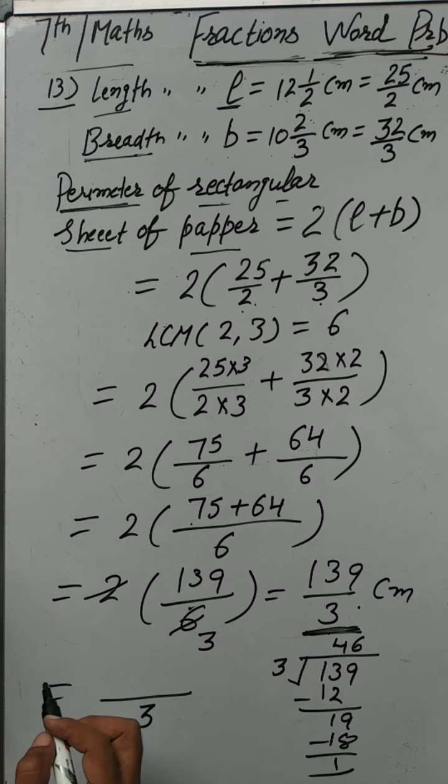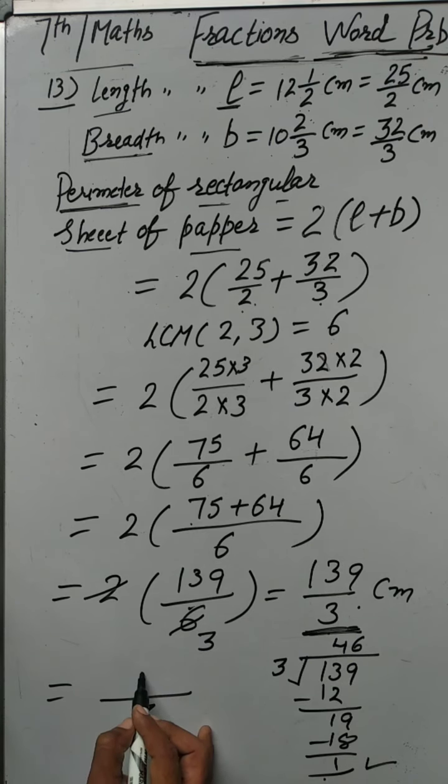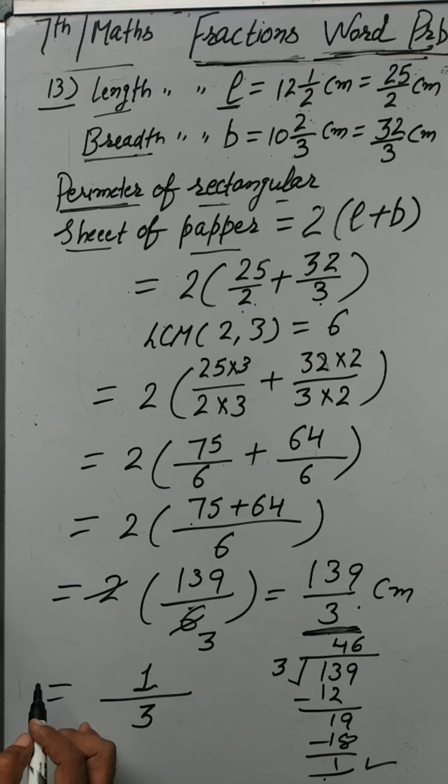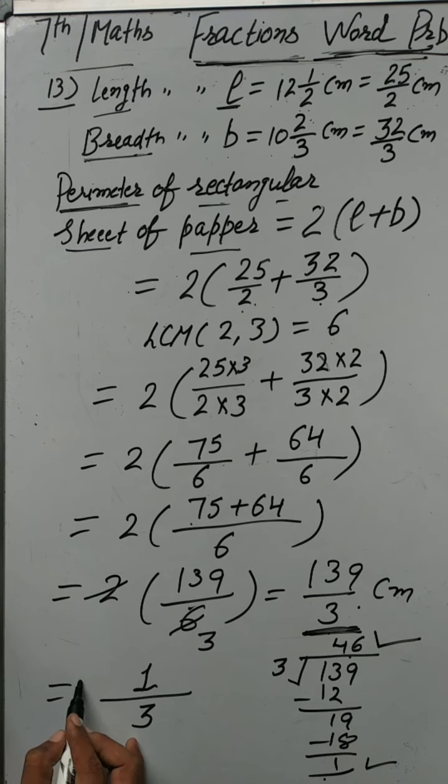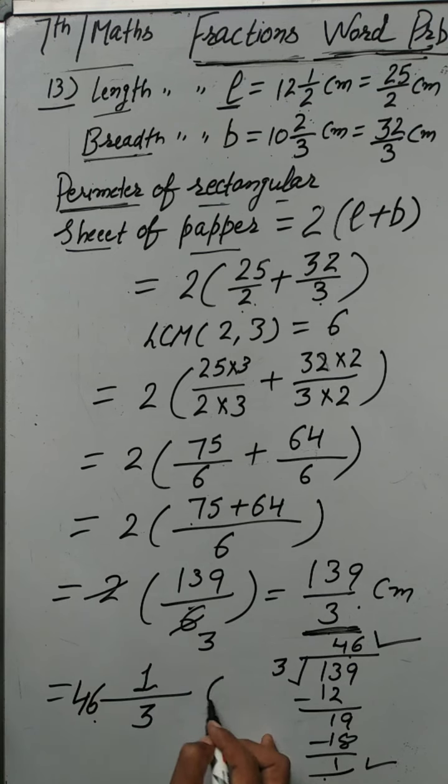I told you in the previous video, whatever your remainder is, it will become the numerator of your mixed fraction. So its numerator is 1. Clear? And whatever your quotient is, 46 here, it will become the whole number part of the mixed fraction. So it becomes 46 and 1/3 centimeter. This is the perimeter of your rectangular sheet of paper. Understood beta? Clear?